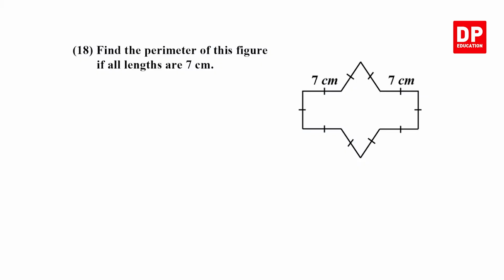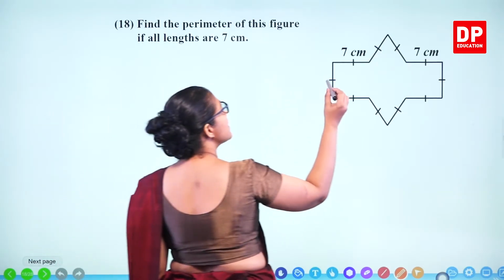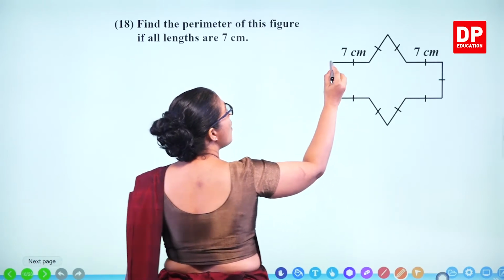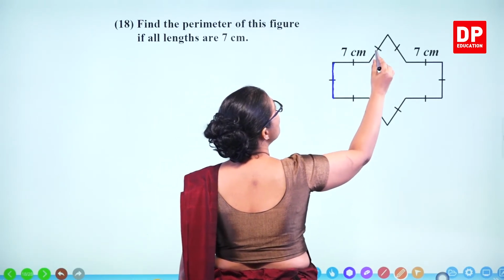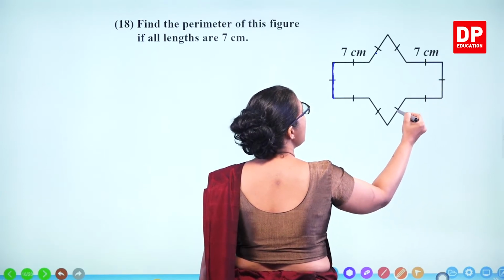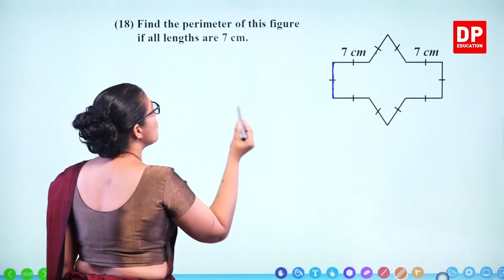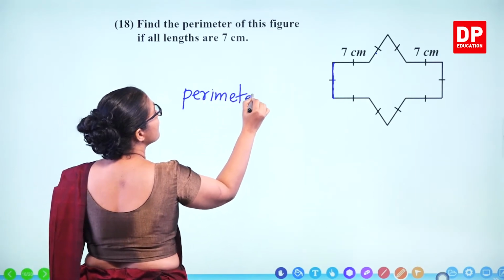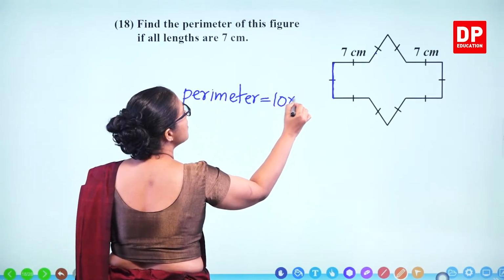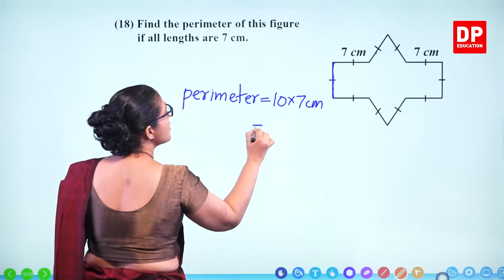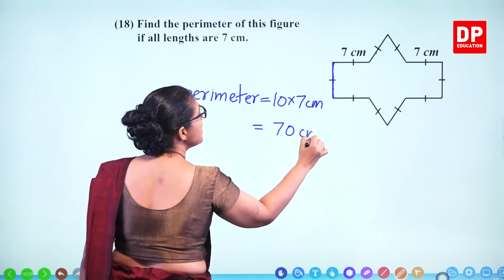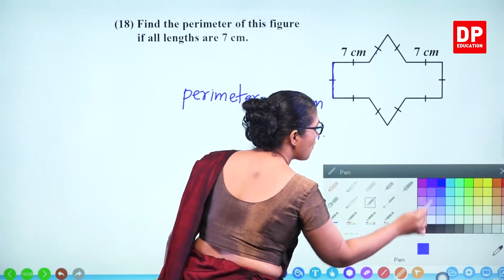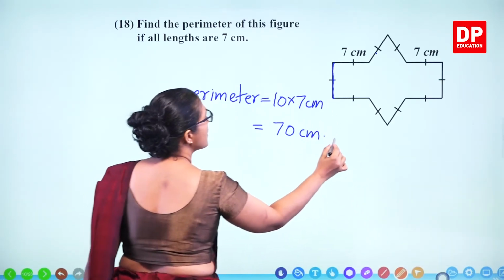Question number 18. Find the perimeter of this figure if all lengths are 7 centimeters. That's easy. So how many 7s are there? All 7 centimeters. 1, 2, 3, 4, 5, 6, 7, 8, 9, 10. So what's the perimeter? 10 times 1 length is 7. So 10 times 7, 70 centimeters is the perimeter of this figure. So 2 marks.